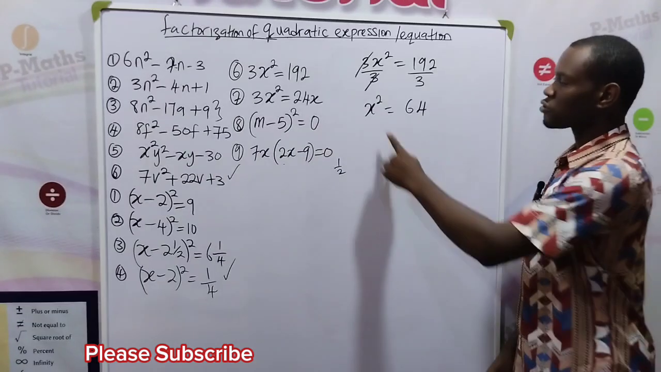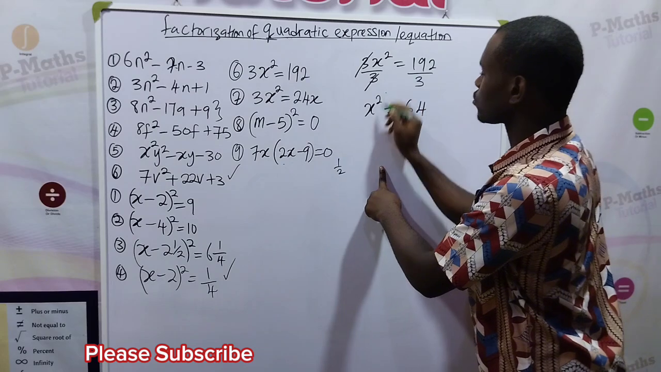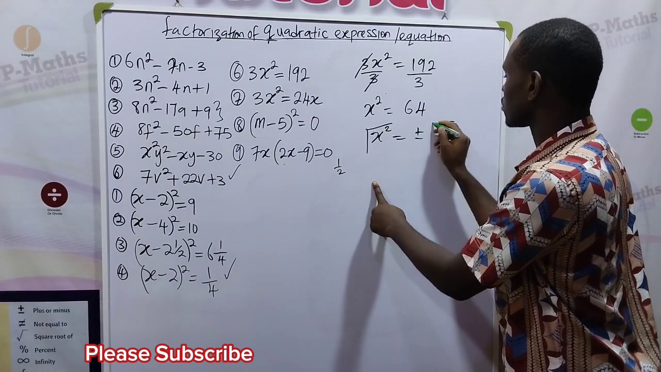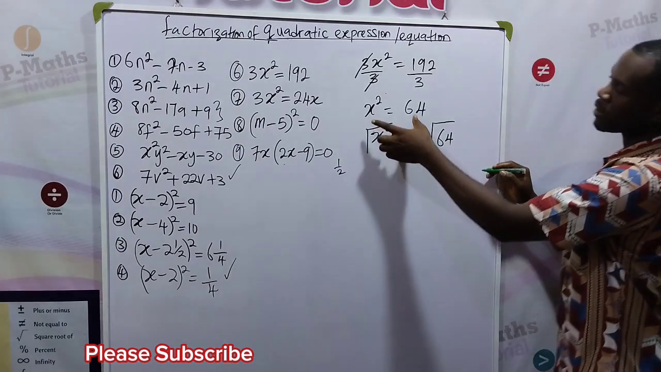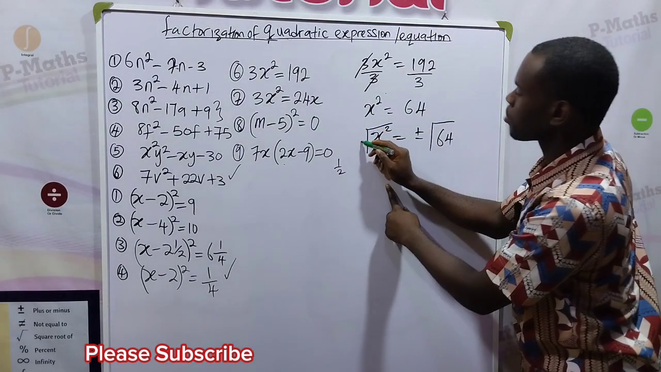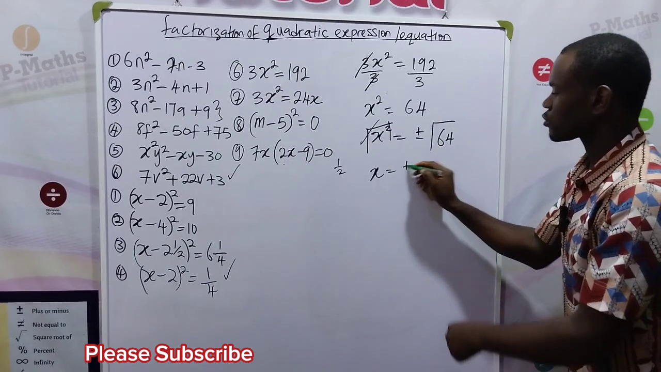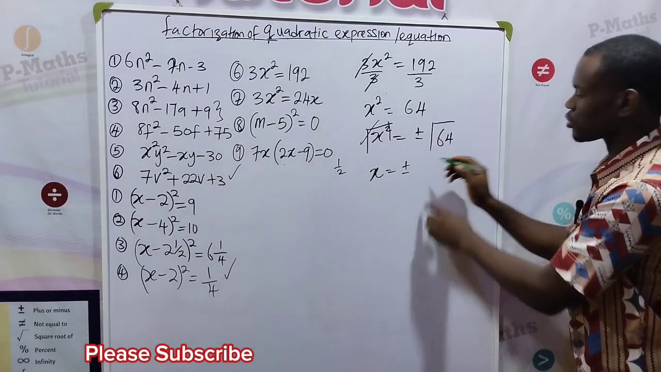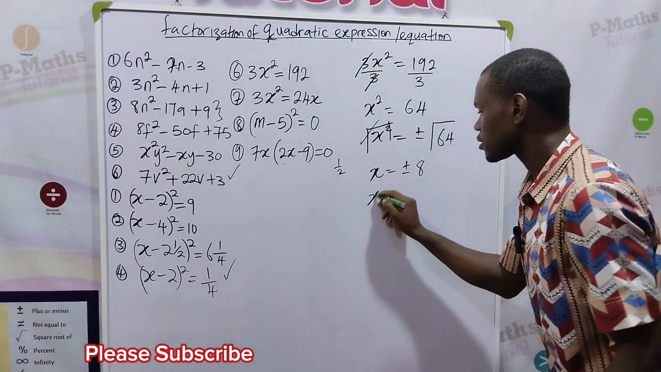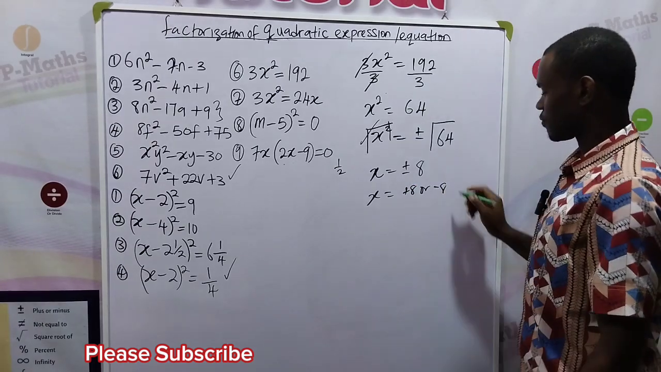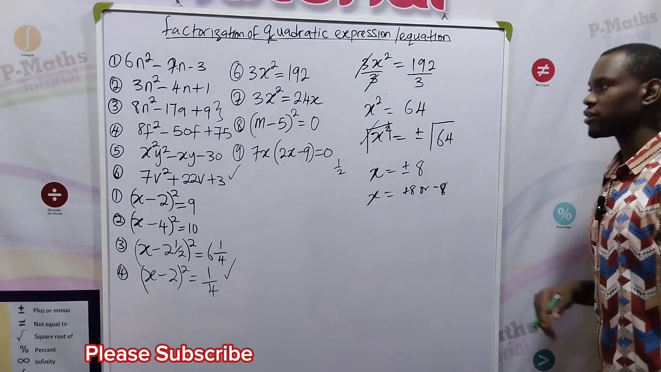Simple. To get x, I will take the square root of both sides. So x squared, take the square root, plus or minus, the square root of 64. Taking the square root of both of them, the square root will cancel the square, we now have x equals plus or minus the square root of 64. What is that? 8. So x will either be positive 8 or negative 8. Very nice solution.